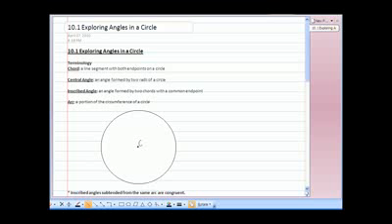So the first one is a chord, and a chord is a line segment with both endpoints on a circle. So if we go from one end of the circle to the other, we have, voila, a chord. So we'll just write that in.